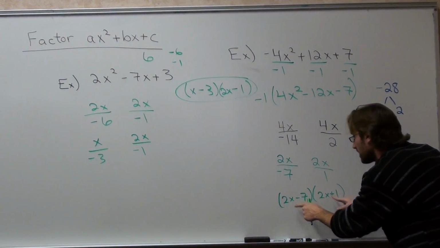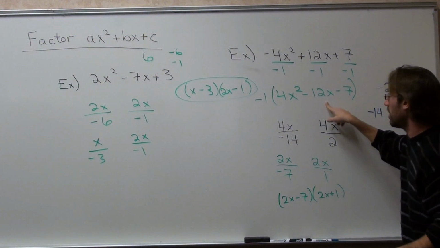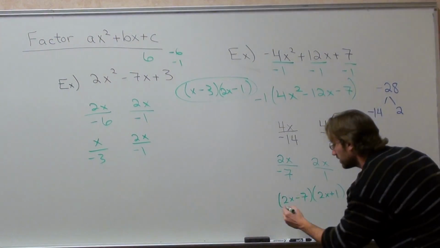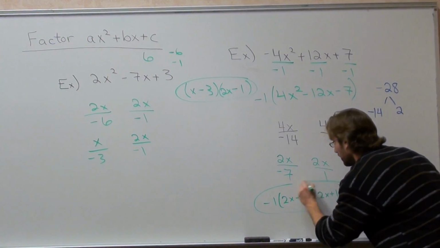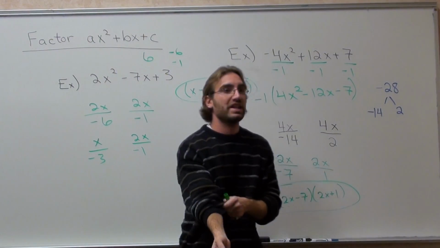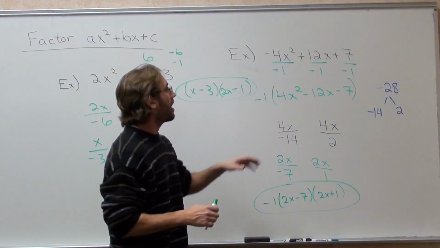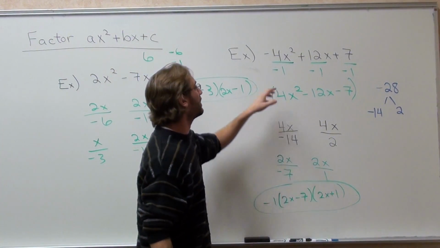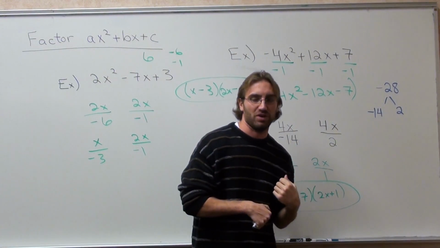That's negative 14x plus 2x is negative 12x, but don't forget the negative 1. And you just factor that. And that works for any type of trinomial, a quadratic trinomial, pardon, where you factor out the GCF first.